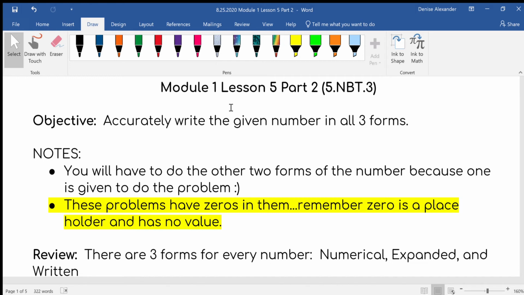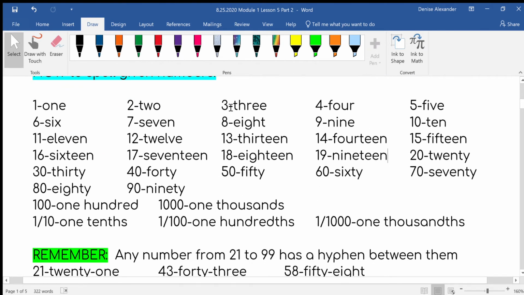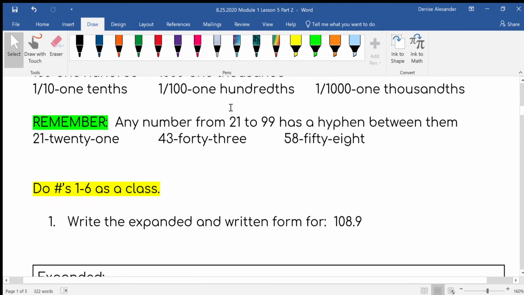Now, these problems we're working today, we have zeros. So if you're not seeing a place value, it is 0 today. Remember, the 0 is a placeholder and has no value. 0 has nothing. Remember, I've given you a word bank so you know how to spell all the words correctly. Make sure if you misspell it, go back, check, and spell it correctly. Remember, numbers between 21 and 99 have a hyphen.